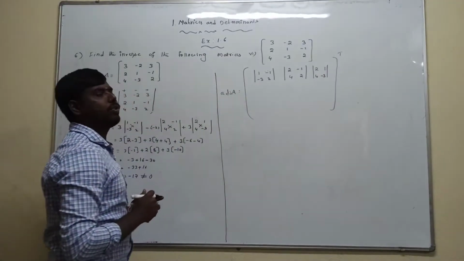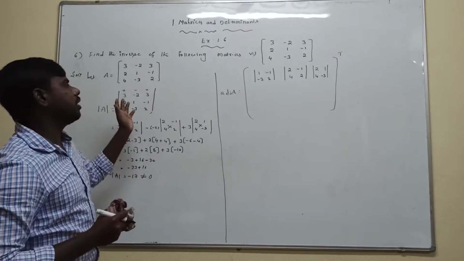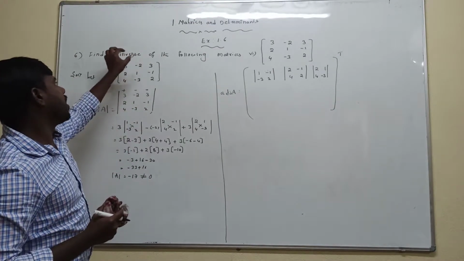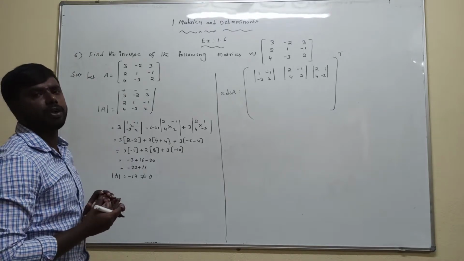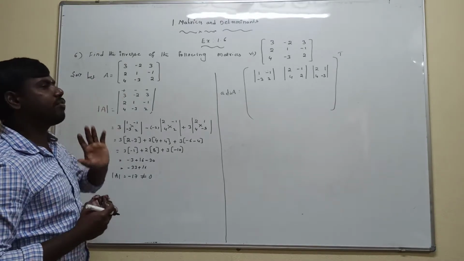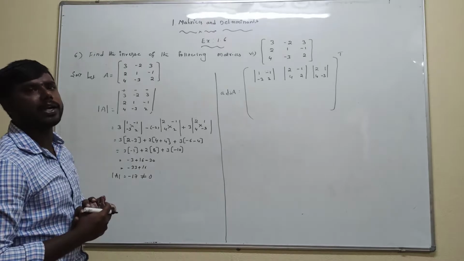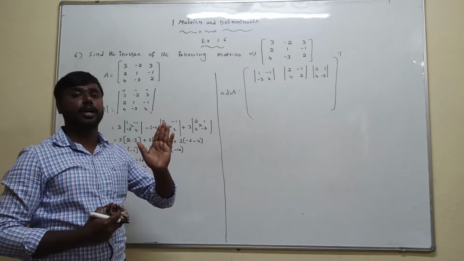So that is the first row. Next we are going to the second row. Why are we taking each row? What is the definition of the adjoint of A? The adjoint of A is nothing but the transpose of the matrix capital A_ij.